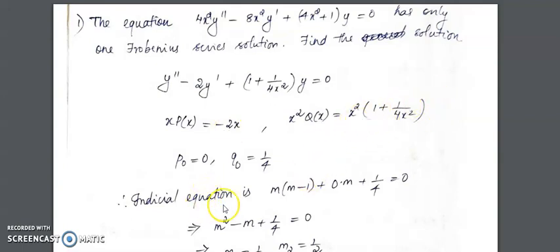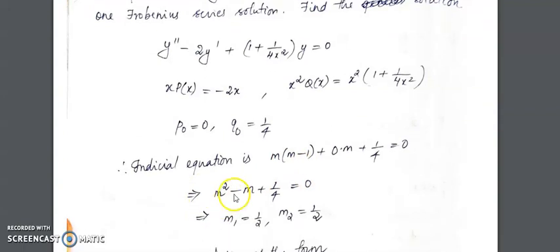So therefore the indicial equation will be m into m minus 1 plus p naught m plus q naught. Here p naught is 0. So you will have m into m minus 1 plus 1 by 4. So that is m square minus m plus 1 by 4 equal to 0. So this is m minus 1 by 2 whole square. So the roots are going to be equal roots. So both roots will be equal to 1 by 2.